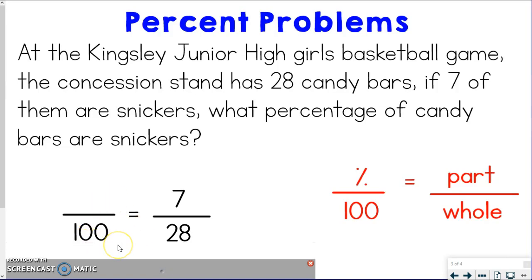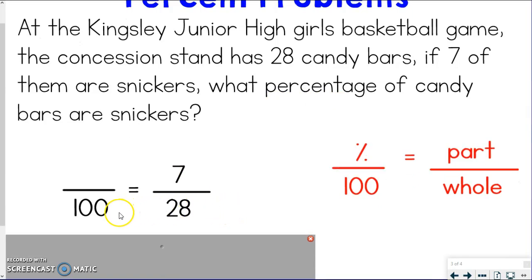Blank over 100 because we don't know the percent. That's what they're asking for, what percentage. And 7 is the Snickers, the part. 28 is the candy bars. So I'm looking across and I do not see a connection between 28 and 100. So I'm going to look up and down and I see that 7 times, or I guess I could work backwards. 28 divided by 4 gives me 7.